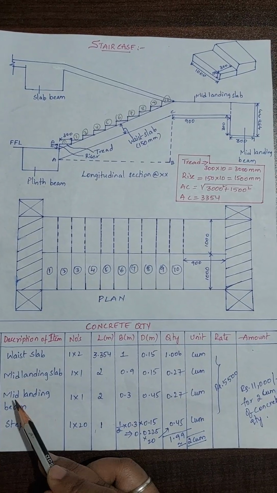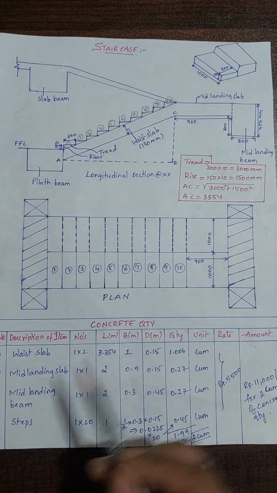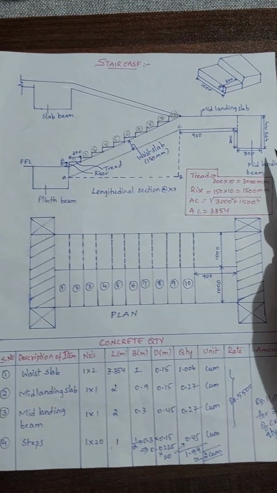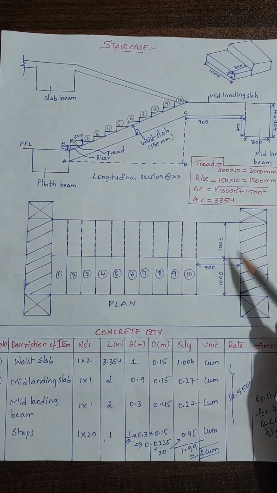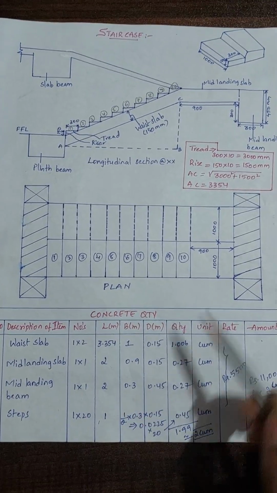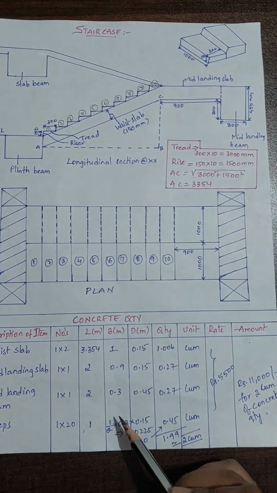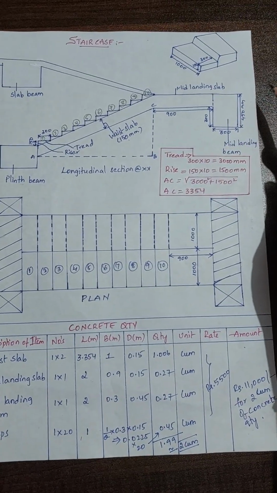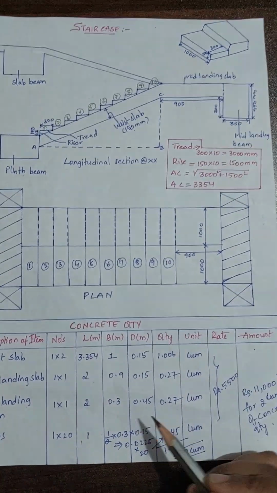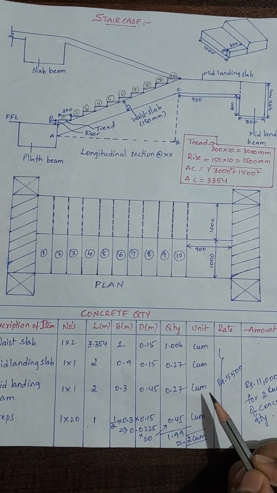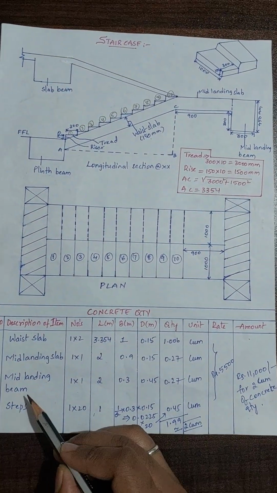So now we have to find the concrete required for mid landing beam. So for this portion we have to find. So here you can see the length is 2000 mm, so 2, into here you can see the width or breadth which is 300 mm, so 0.3, into here you can see the depth of the mid landing beam which is 450 mm, so 0.45. So after multiplication of this we will get 0.27 cubic meter is required for mid landing beam.